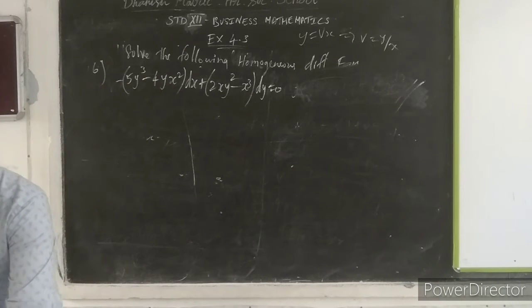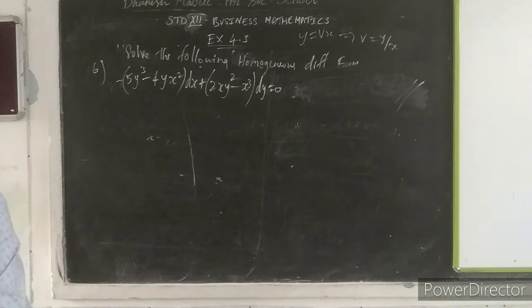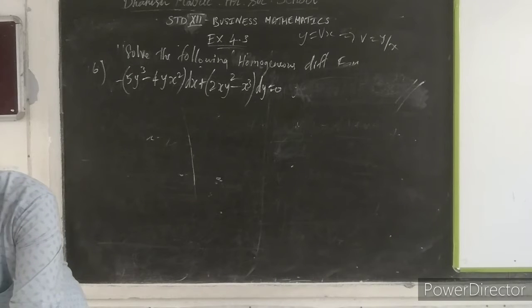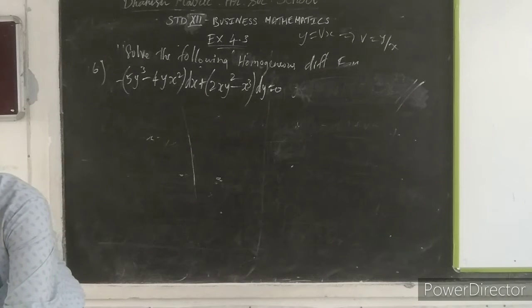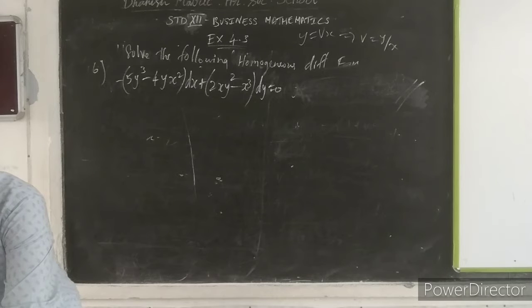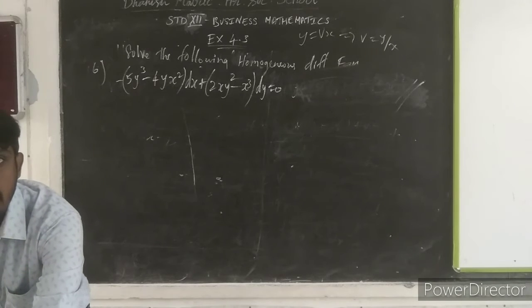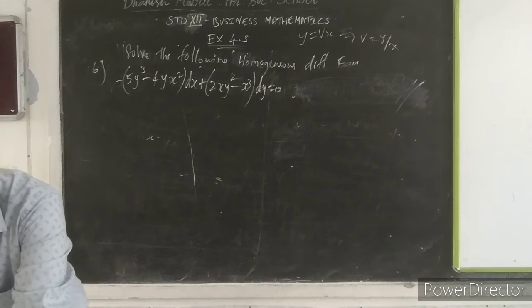And the curve passes through (1, 2). Find the equation of the curve here.